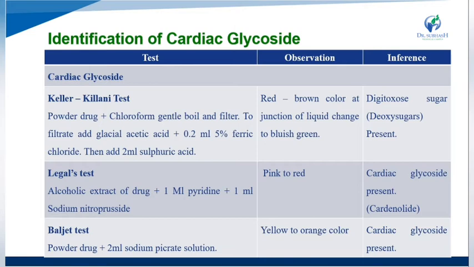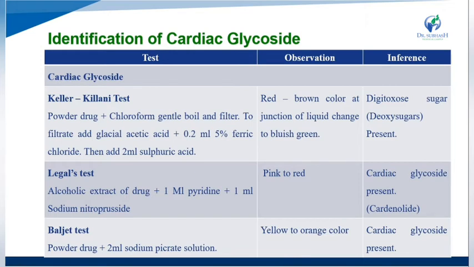Then Legal's test. Take the alcoholic extract of the drug plus 1 ml of pyridine plus 1 ml of sodium nitroprusside. They generate a pink to red color. That indicates cardiac glycosides are present in the drug, specifically cardenolides.